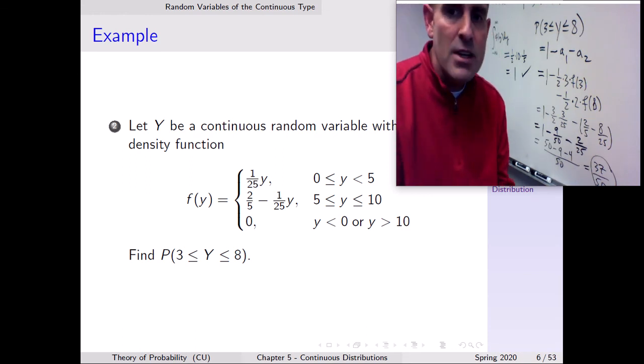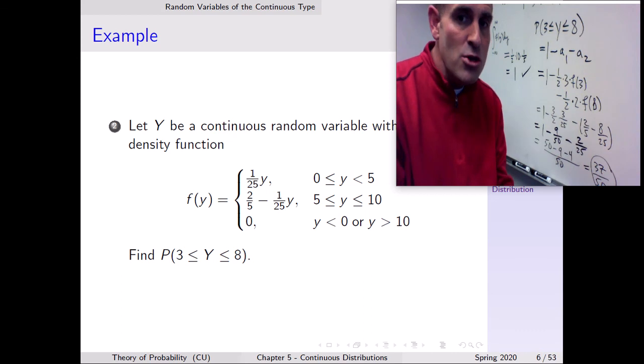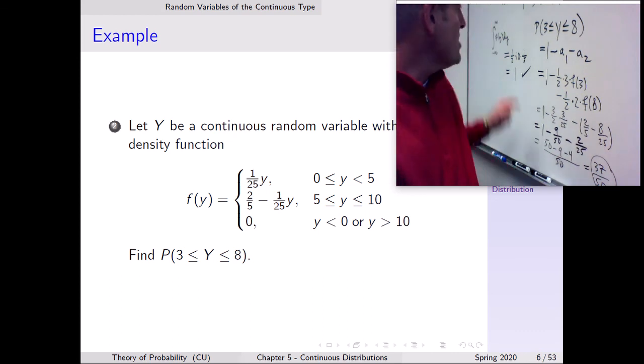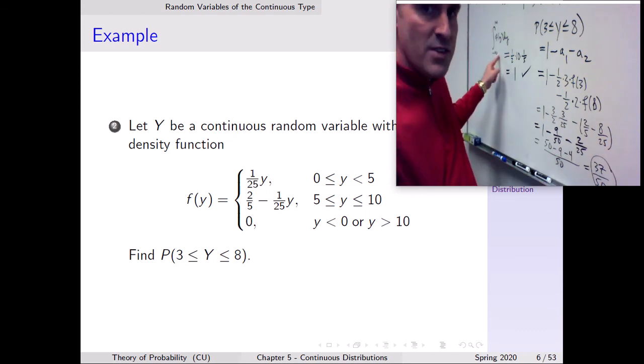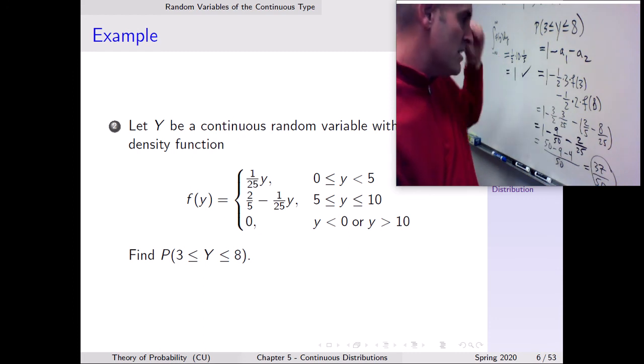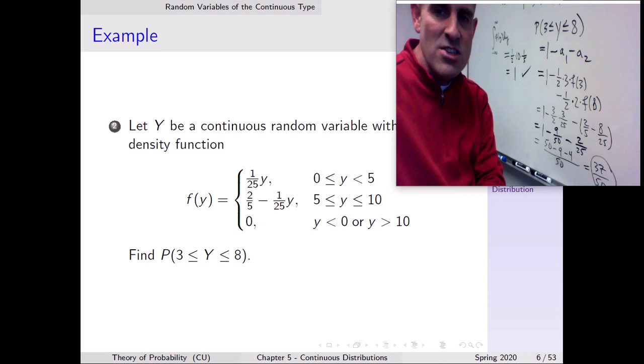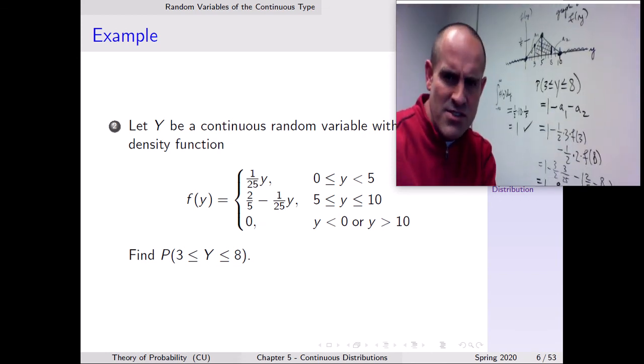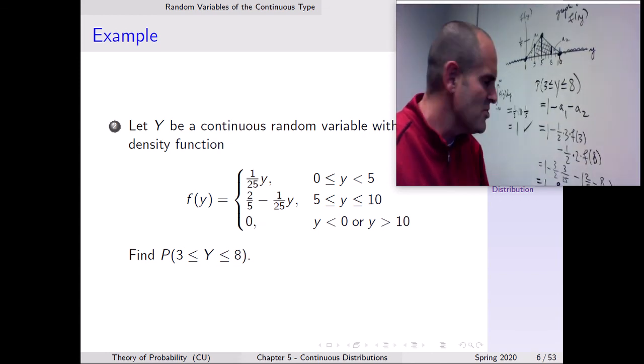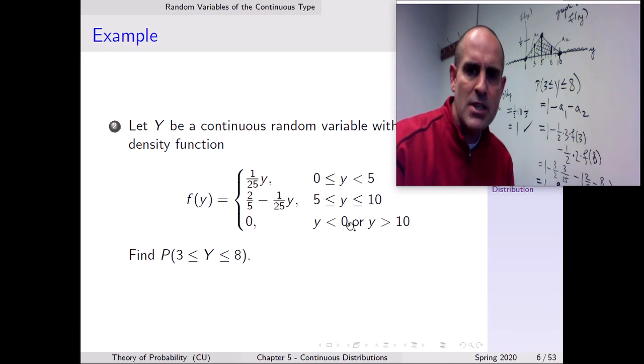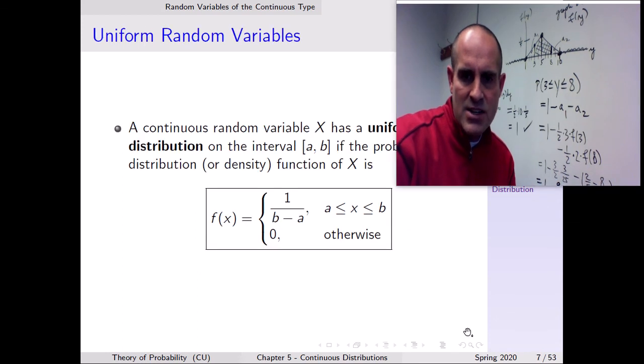And again, you could have used an integral. You could have integrated from 3 to 8 and pulled it off that way. But it's kind of nice to use geometry too, if it's at all possible, and we were able to do that here. All right, so I'm going to stop this video right here at this point.